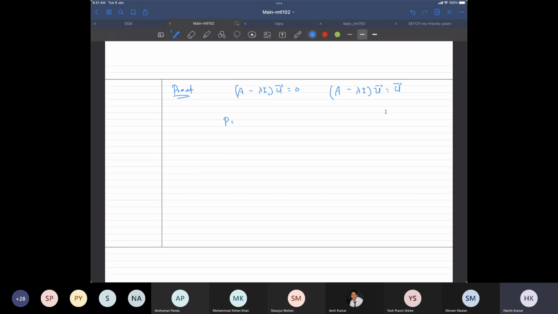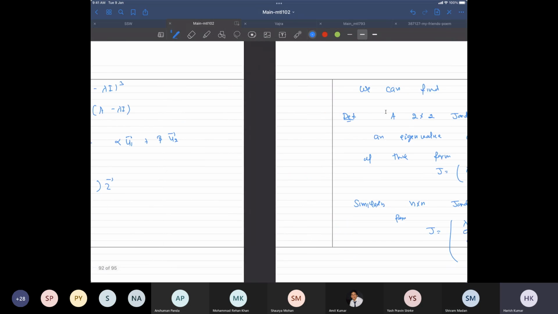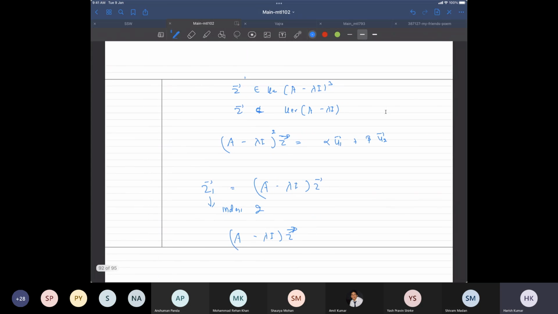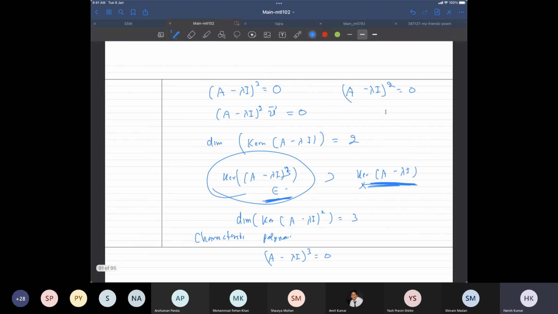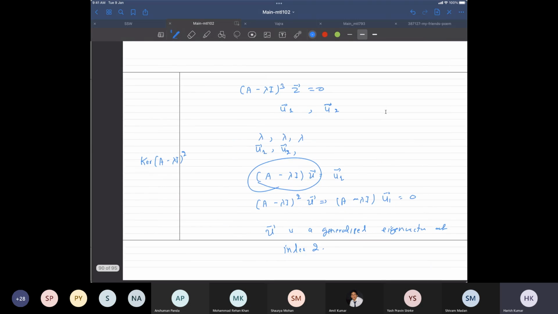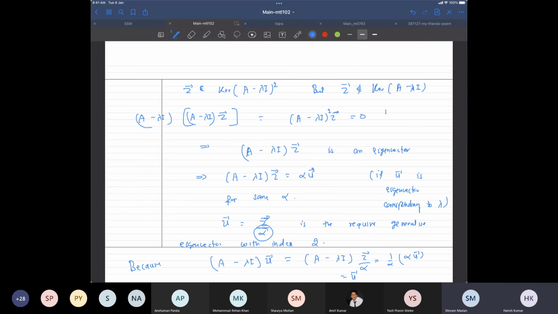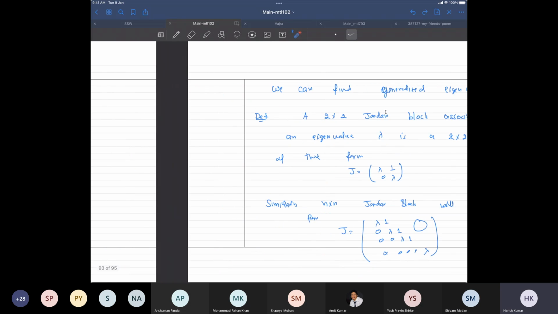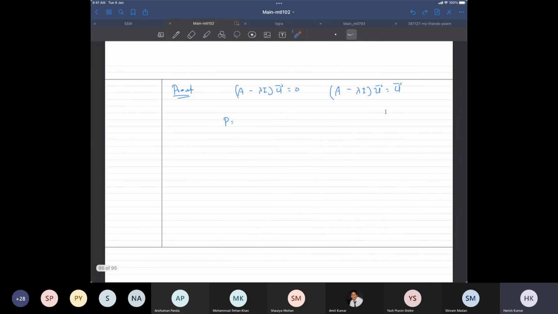Sir, here, shouldn't it be alpha u? How do we know it's exactly u? We make it by scaling it. We can always scale it. That's not a big deal. Okay, sir, got it. If u is an eigenvector, alpha u is also an eigenvector. So that is not an issue.